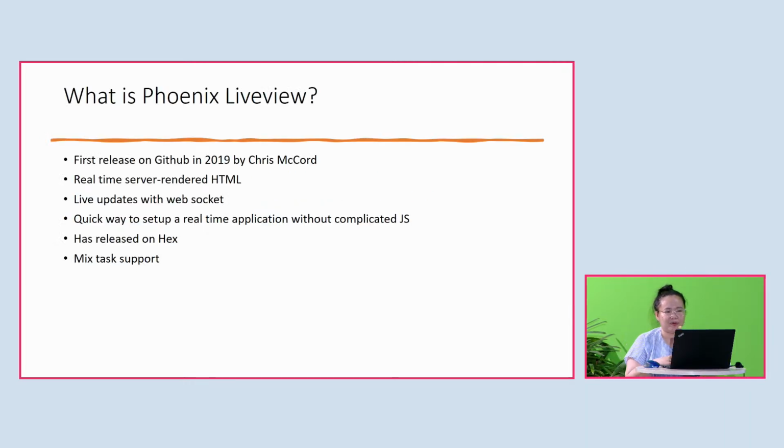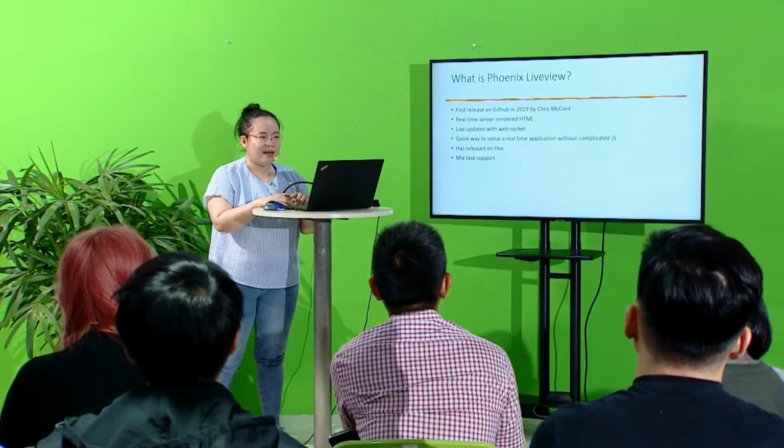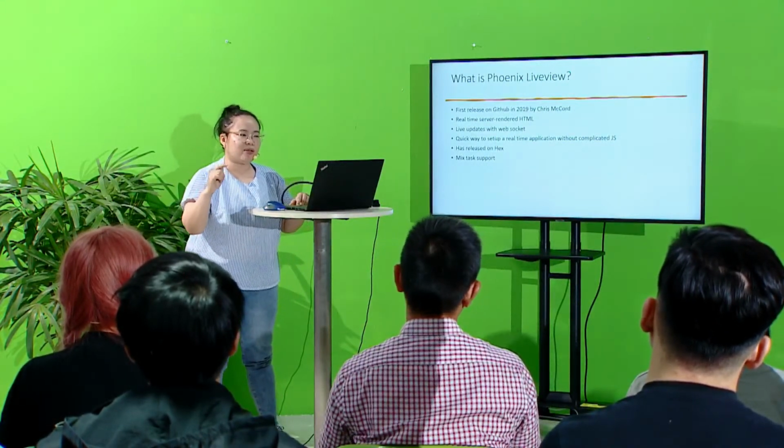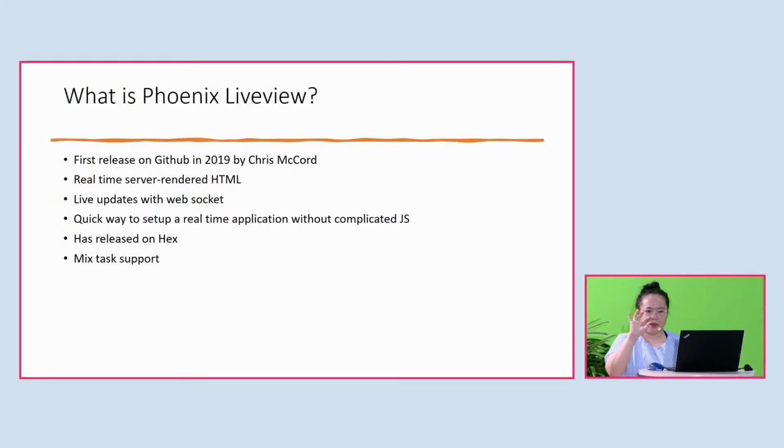Phoenix LiveView is quite young. The first release on GitHub was in 2019 by Chris McCord. It is real-time server-rendered HTML. It uses WebSocket to update anything that changed. The WebSocket will notify, and the UI will render just the thing that changed. You can understand it like Ajax: when you want to update just one thing in the page, you don't need to reload the whole page. The WebSocket handles that. I think it's a quick way to set up a real-time app without having to set up too much JavaScript.